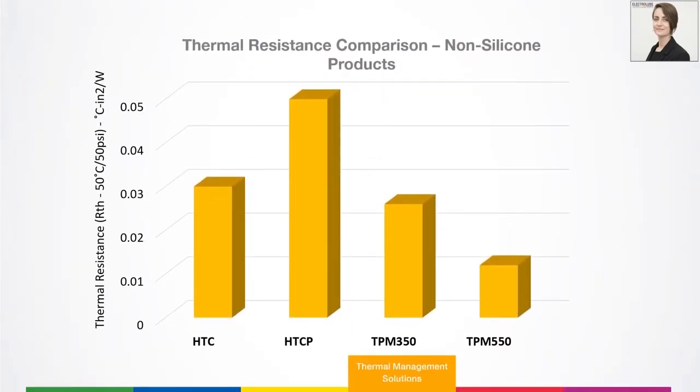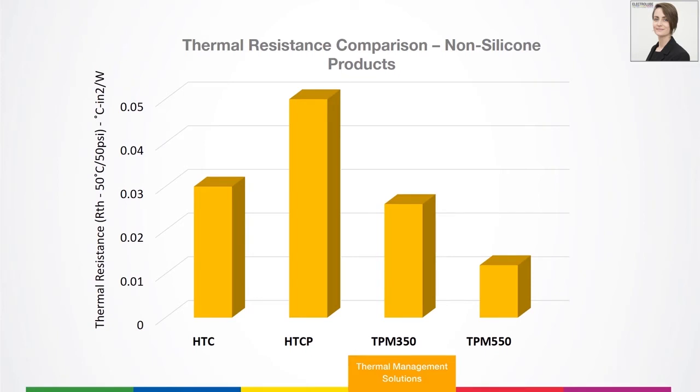Here we have a comparison of our non-silicon products. HTC and HTCP are thermal greases, and the TPMs are the phase change materials. So you can see that the phase change materials do achieve much lower thermal resistance in use. So HTCP, for example, has a thermal conductivity of 2.5 watts per meter Kelvin. TPM 350 has a thermal conductivity of 3.5.